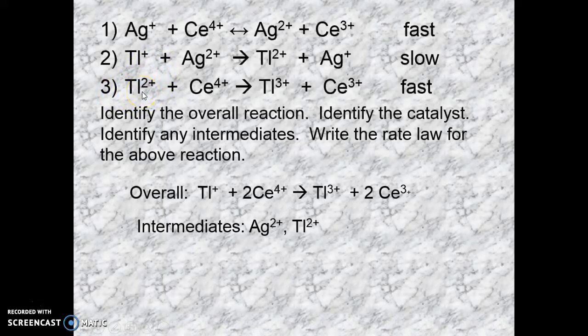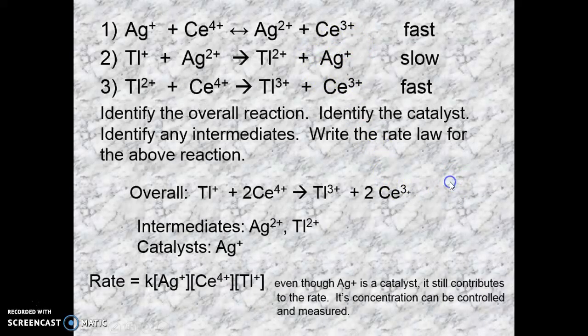Intermediates first appear on the product side, disappear, get used up further on down as a reactant. Catalysts go into the reaction first. They start out as a reactant, but in the end, they come back out. So that's how you can tell the difference.